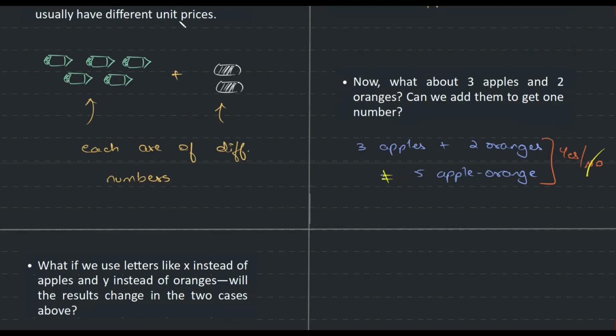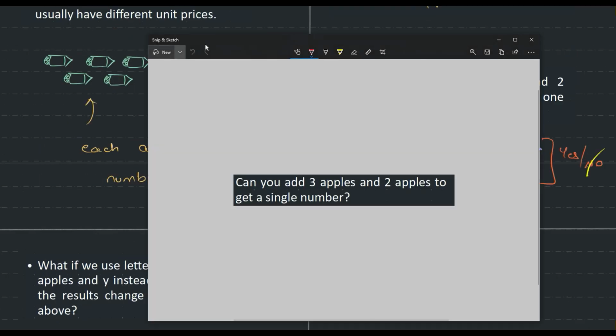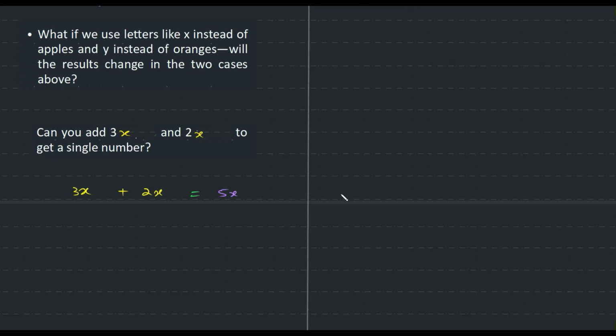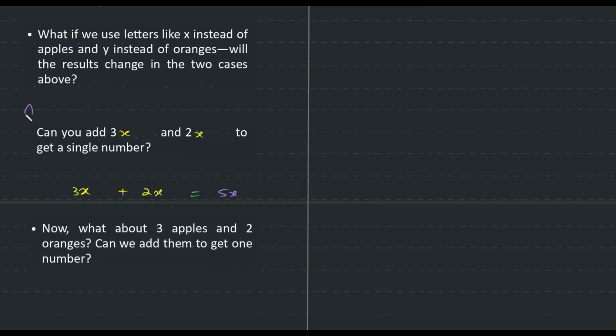Now, instead of this, I'll use X and Y. Instead of apples, we are using X, and oranges, we are using Y. So 3X plus 2Y. Can I add 3 apples and 2 oranges? Answer is no. We have to stop here. And that's the whole funda.